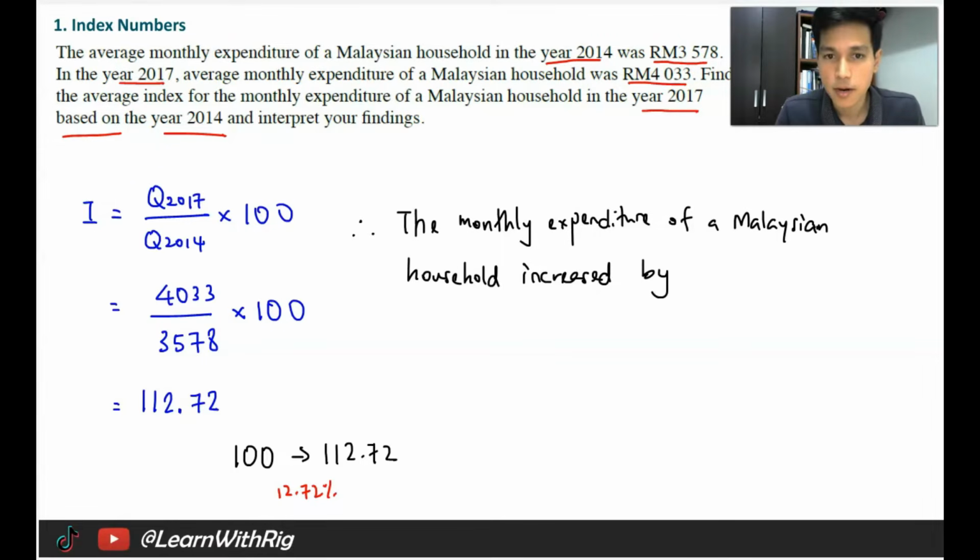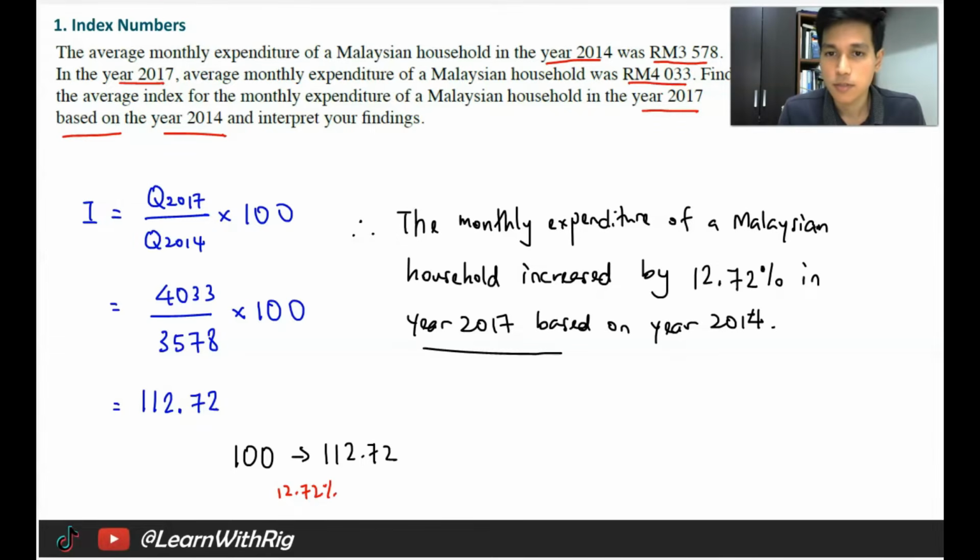So you write that increase by 12.72%. Make sure you write the year, okay? In year 2017 based on year 2014. You have to write this, okay? You have to write in 2017 based on. You have to write this because maybe if you base on 2015, the value will be different, correct? Or you're comparing another year, the value is going to be different. So you have to write from what year to what year you're comparing, okay?